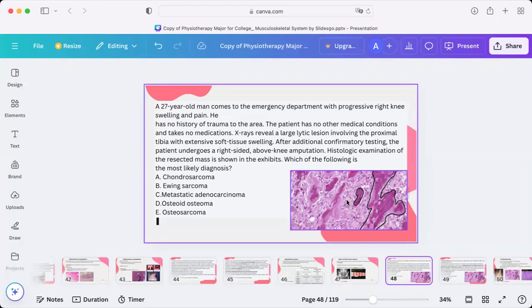Guys, I want to ask you, for those of you who are answering osteosarcoma, is there anything in the clinical picture that makes you think about osteosarcoma, other than histology?